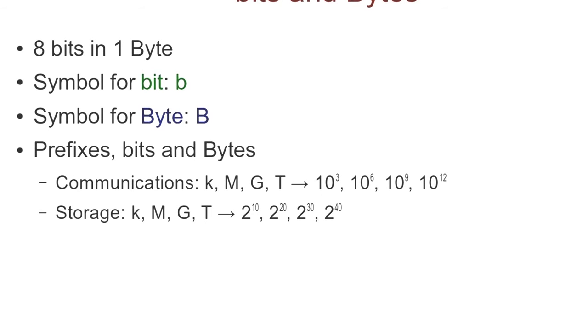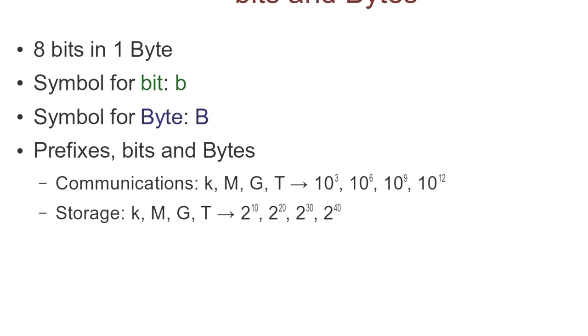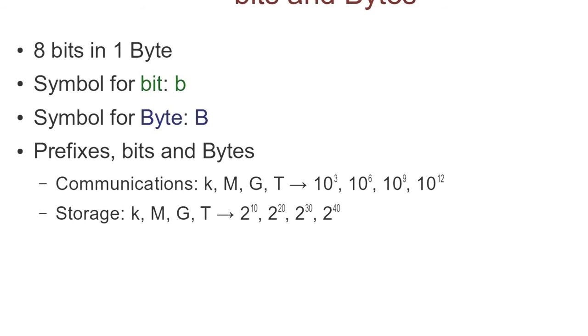The symbols used, it's common to use a lowercase b for a bit and an uppercase B for a byte. So when you see the units combined with different prefixes, try to distinguish between bits and bytes.